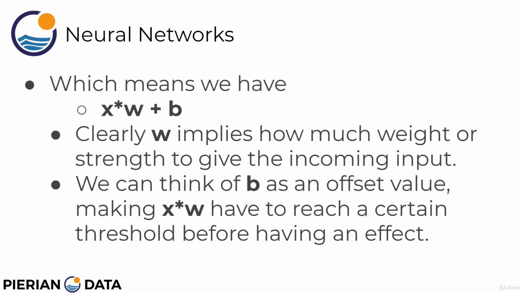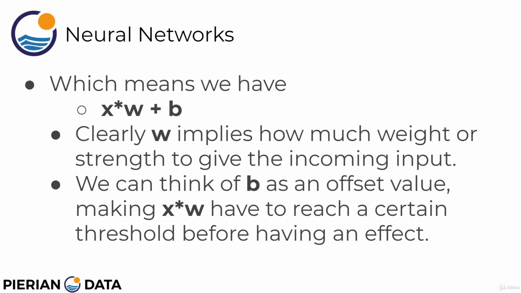So clearly, if we start thinking about this, W just implies how much weight or strength we should be giving to that incoming input. We can almost think of it as how important is that input. You can imagine that if the absolute value of that weight is very large, that input or that feature is probably really important. We can also think of B as an offset value.